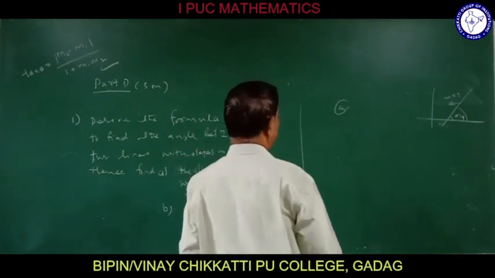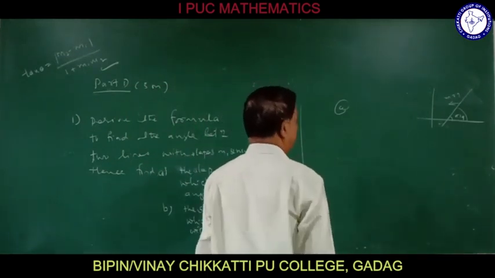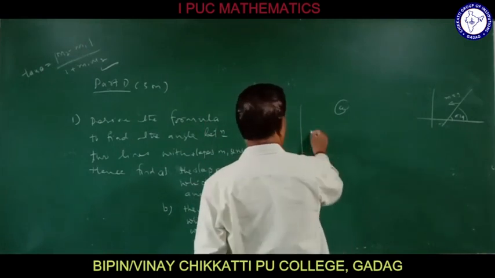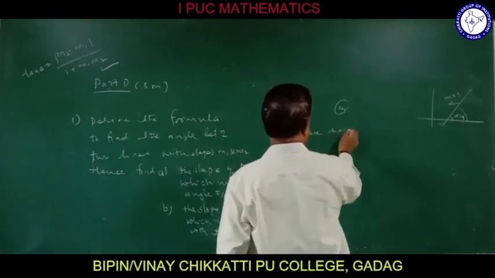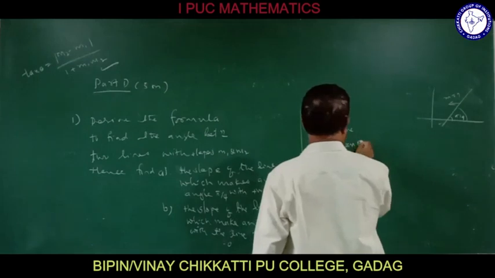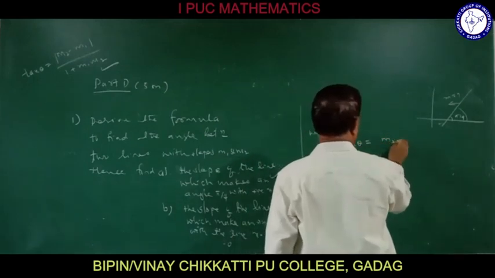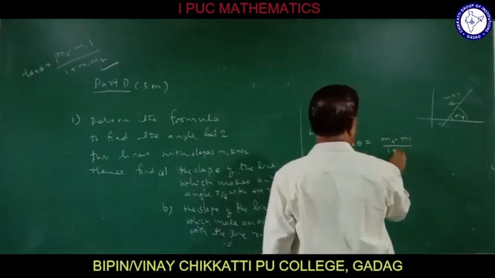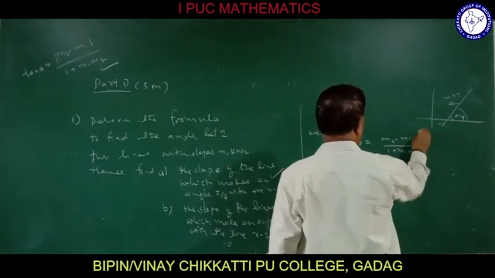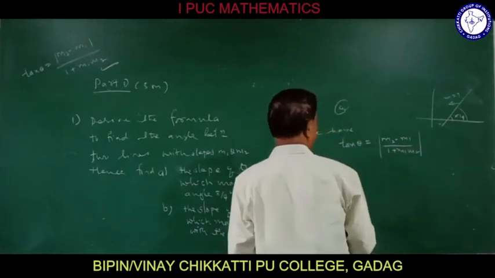To find the slope of that line, we have the formula. What is the formula? Tan theta is equal to (m2 minus m1) divided by (1 plus m1 m2). You go for the modulus because of obtuse.